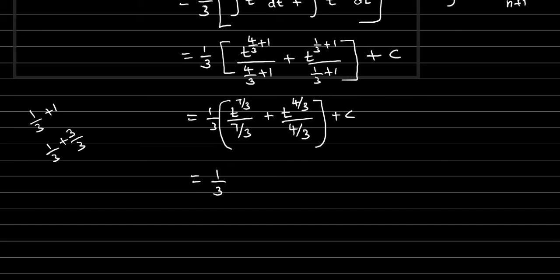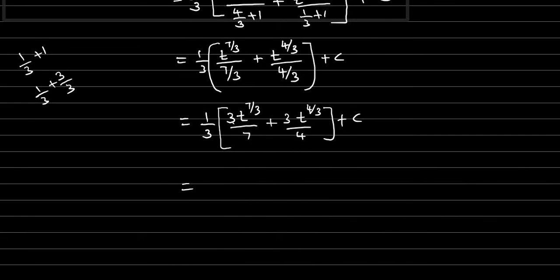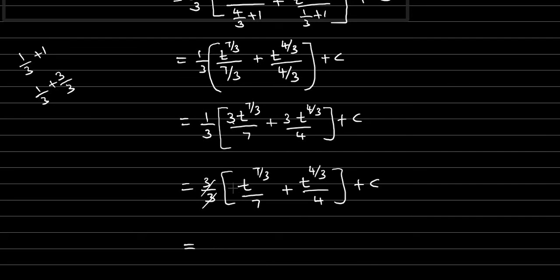Okay, next 1 by 3. The denominator's denominator will go to the numerator. So t power 7 by 3 by 7 plus 3 t power 4 by 3 by 4 plus c. See, in both the terms we have 3, right? We can take it outside. So 3 by 3, what we have here: t power 7 by 3 by 7 plus t power 4 by 3 by 4 plus c. This 3 cancels.